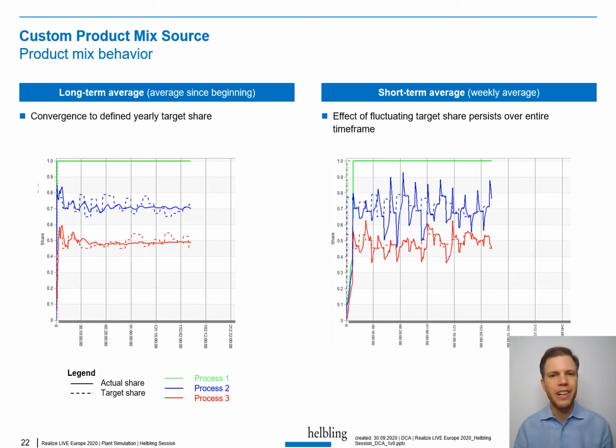To conclude this topic, let's have a look how this source behaves. In the left plot, you can see the long time average share of 3 processes, one being always 100%. The dotted line is the target share that changes over time due to the forced weekly fluctuation. You can see how the actual share converges nicely to the defined target. The right plot shows the short-term average on a weekly basis. And here we can see well how the actual share tries to follow the fluctuating target over the entire time frame.